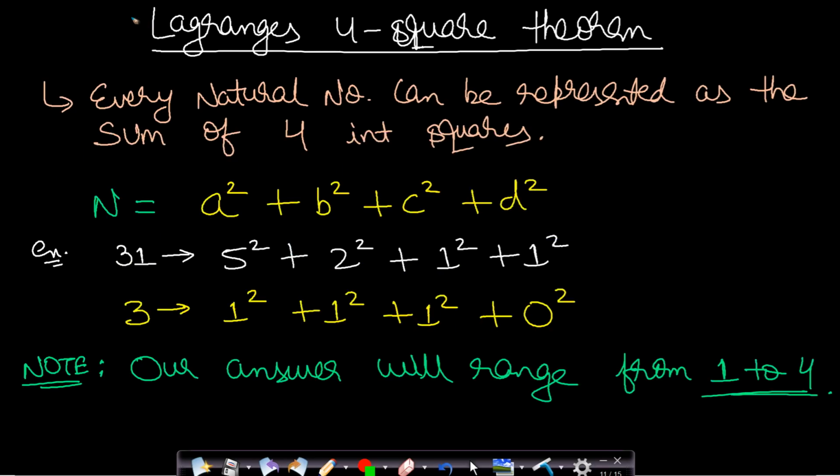So the next method is based on Lagrange's 4 square theorem. Every natural number can be represented as the sum of 4 integer squares. So if your number is, let us say, n, then it can be represented as a square plus b square plus c square plus d square. So let us say if your number is 31, then it can be represented as 5 square plus 2 square plus 1 square plus 1 square, and 3 can be represented as 1 square, 1 square, 1 square and 0 square. So you can see that for our problem, our answer will range from value 1 to 4. This is for sure, using Lagrange's 4 square theorem.